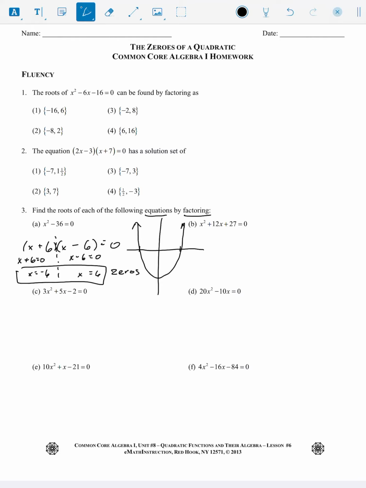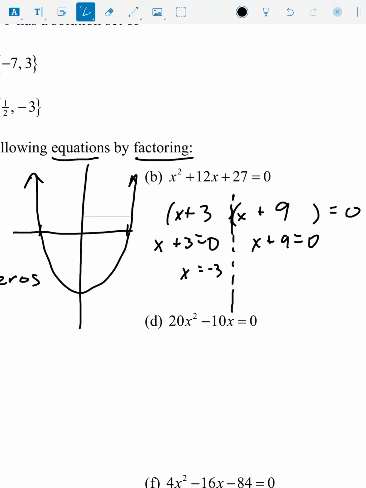All right, now B is a trinomial that we want to factor into 2 binomials. So if we look at letter B, we'll break this down. And again, we want the factors of 27 that add to 12. That immediately sticks out in my head as 9 and 3. 9 plus 3 is 12. 9 times 3 is 27. They're both positive because we have no negative signs in our equation. And then when we set these equal to 0, x plus 3 equals 0 and x plus 9 equals 0, we should get that x is equal to negative 3 and x is equal to negative 9.